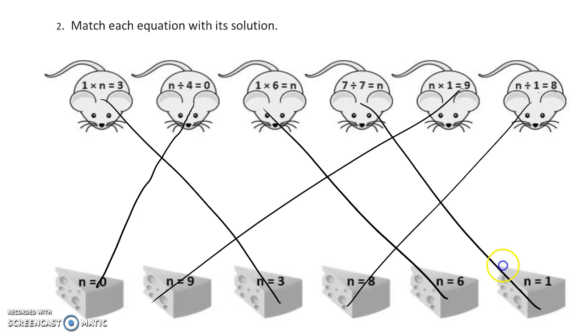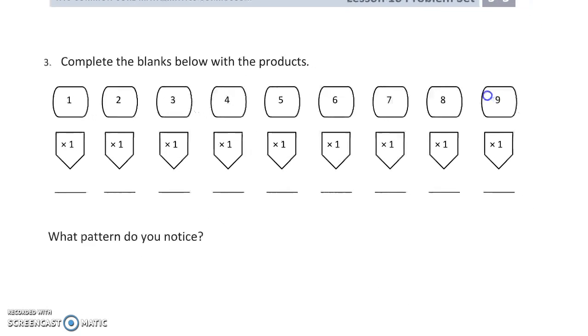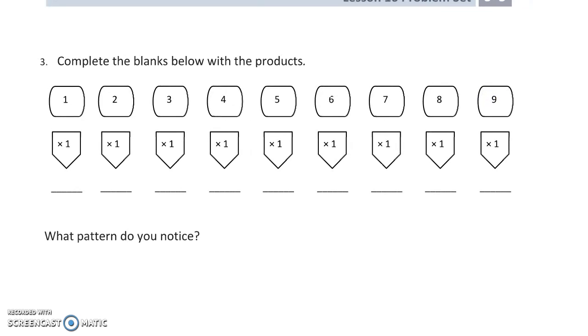All right, moving on, same idea. Complete the blanks below with the product. So what we're doing is we're doing 1 times 1 is 1. 2 times 1 is 2. 3 times 1 is 3. 4 times 1 is 4. 5 times 1 is 5. 6 times 1 is 6. 7 times 1 is 7. 8 times 1 is 8. 9 times 1 is 9.